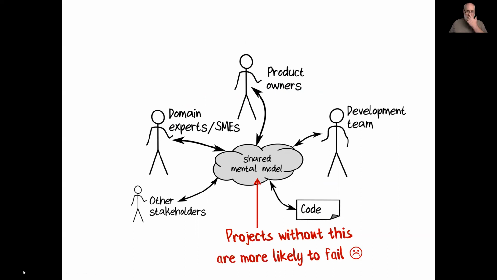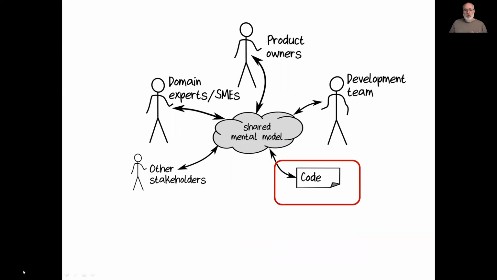In my experience, if people do not have the same shared mental model and do not use the same words and concepts, the project is very likely to fail. More projects fail due to misunderstanding than due to things like correctness. Correctness is not normally the reason why projects fail. Also, in this design, the code is part of the shared mental model. The code also has the same shared language and the same shared concepts.